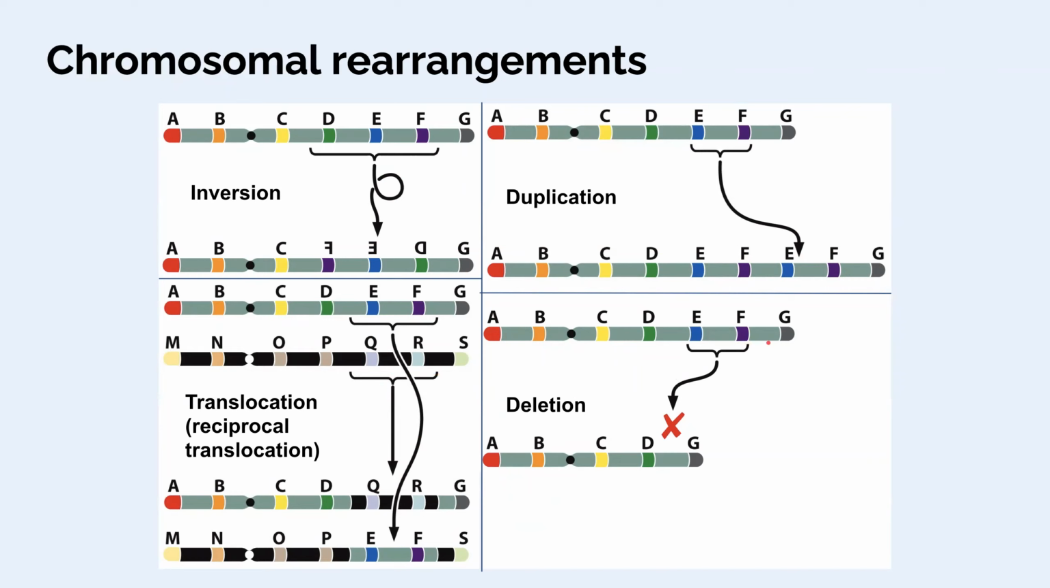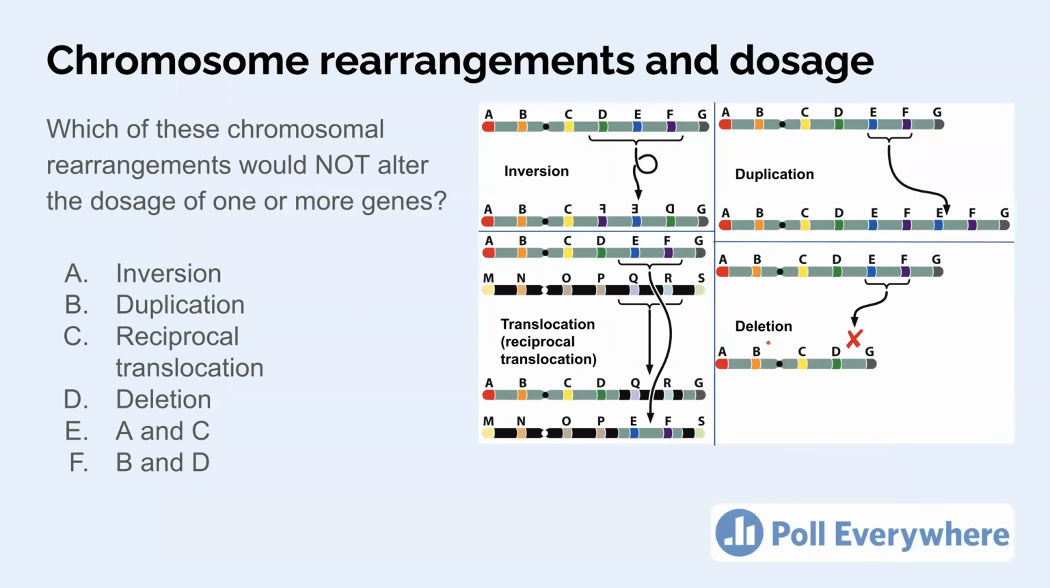Deletion in this case involves removing the E and F genes from that chromosome. So getting back to the question of dosage, how does dosage relate to these chromosomal rearrangements? This is just showing one chromosome at a time. This would be a diploid organism potentially. But as far as this one chromosome, adding or removing copies of genes would get you a difference in dosage for the genes that are affected.